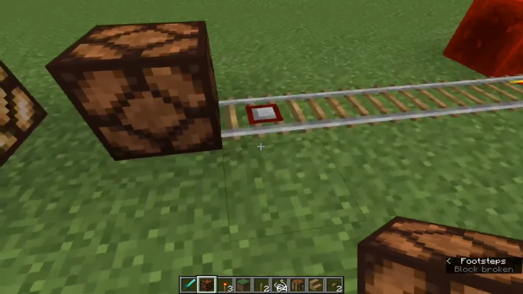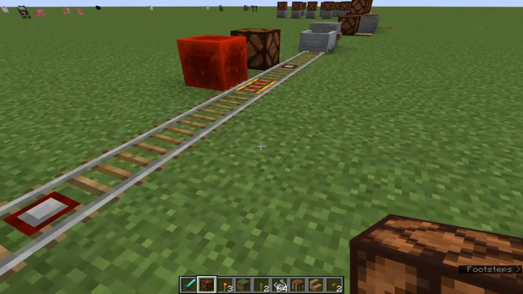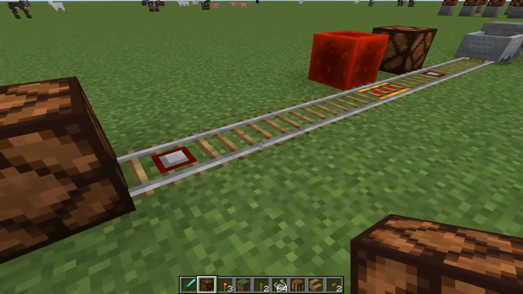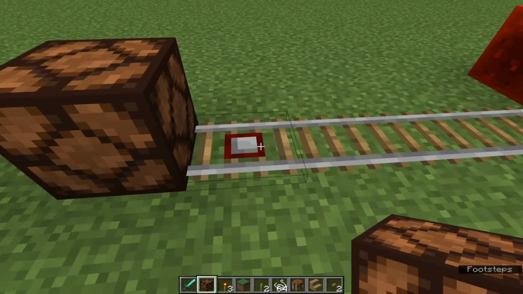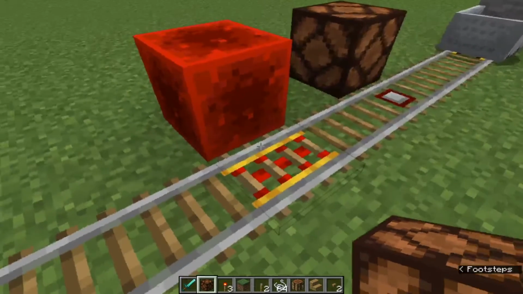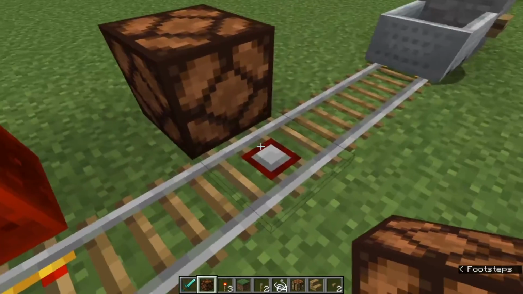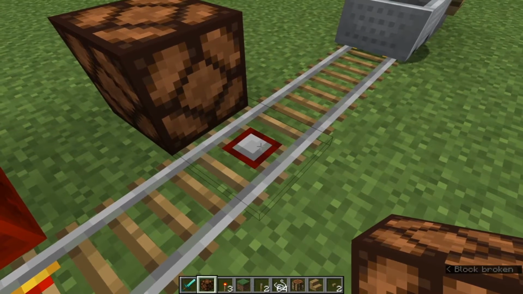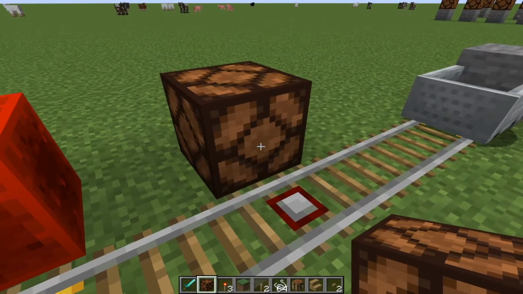This one is called the detector rail. Now, what does this do? It's exactly what it says. It is a rail. This is regular rail. This is the detector rail. This is powered rail. A detector rail actually detects when a minecart rolls over it and provides power to the adjacent block. So let's give this a try.